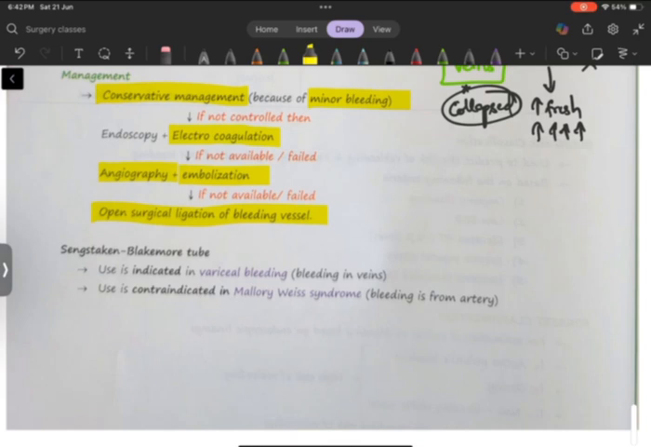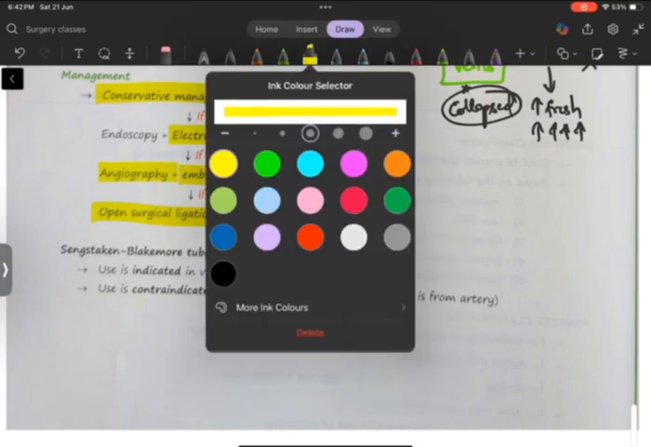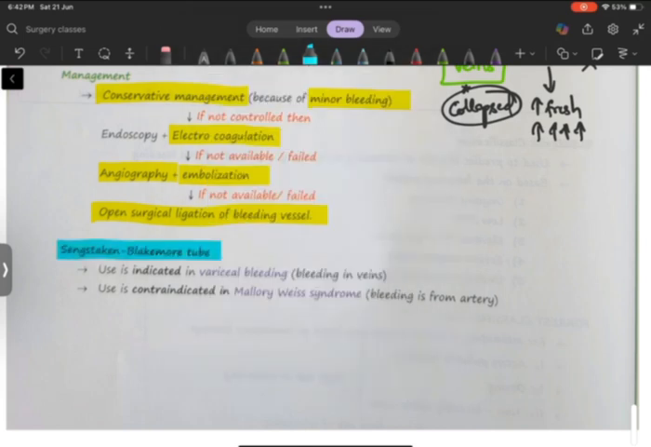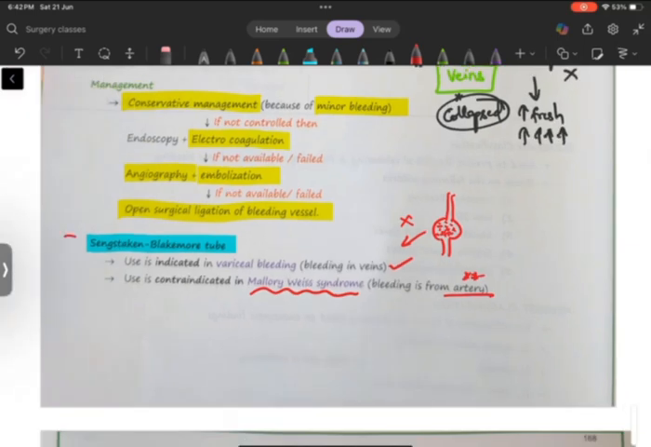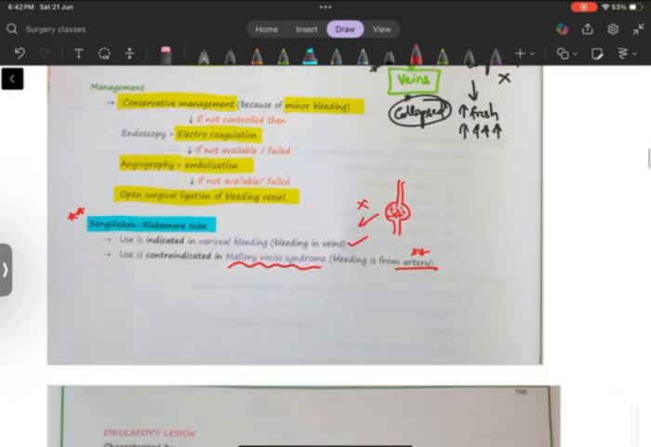Okay, so yeah, the point which I mentioned just before, that is Sengstaken Blakemore tube, which was a tube with balloon at the end, just like this. Imagine like this. Okay, so by putting fluid we used to inflate this. This is indicated in variceal bleeding, that is portal hypertension or something like that. But in case of Mallory-Weiss syndrome, this is contraindicated because this is not a venous bleed, it is an arterial bleed. Arterial bleed won't stop if you compress this. So Sengstaken Blakemore tube use is contraindicated in case of Mallory-Weiss syndrome.